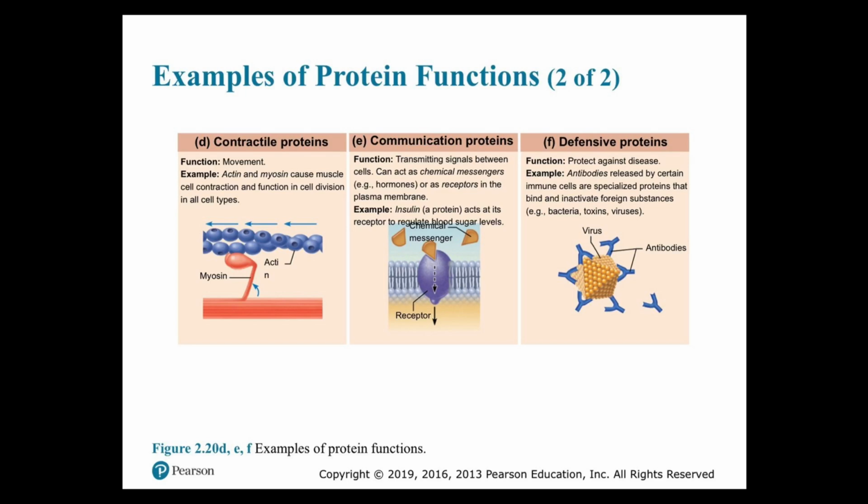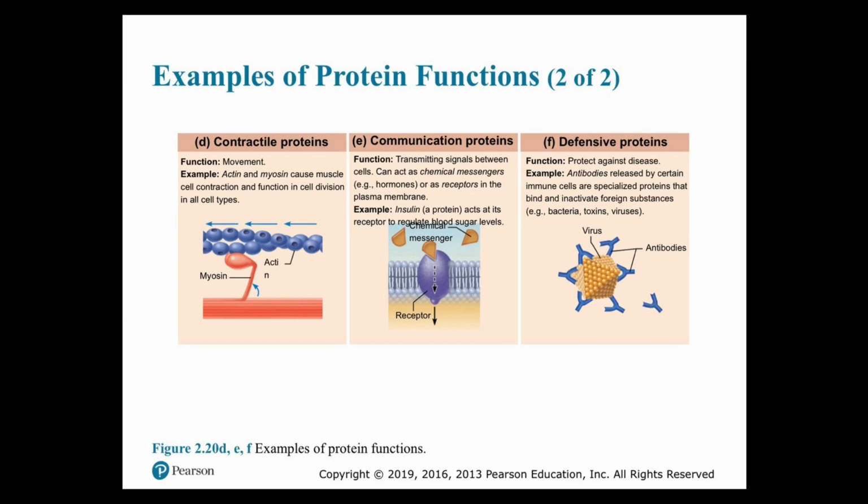Communication proteins. Notice these are embedded in the membrane, in the phospholipid bilayer. So their function is transmitting signals between cells. They can act as chemical messengers, such as hormones or protein hormones, or as receptors in the plasma membrane. So an example is insulin, which is a protein, acts at its receptor to regulate blood sugar levels.